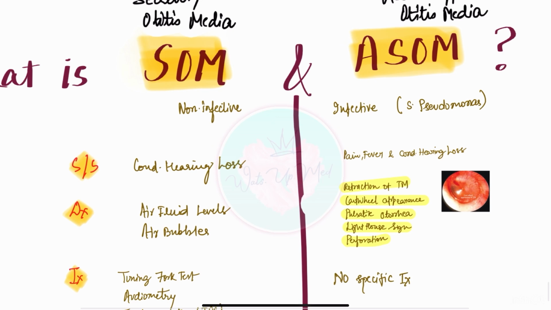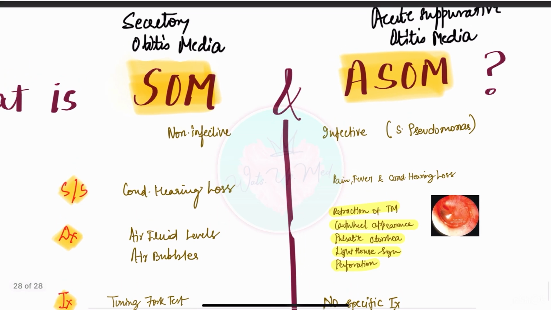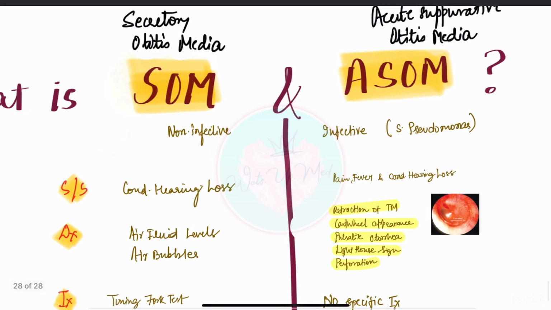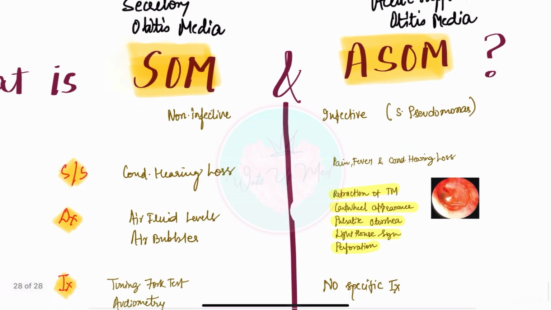So the first difference lies in the causes. So SOM basically is non-infective. It means although there is the discharge in secretory otitis media, the discharge will be sterile. It means there is no pathogenic evidence in the discharge. But on the other hand, the ASOM has infection going on, and the causative organism for the infection is Pseudomonas, which is a bacteria.